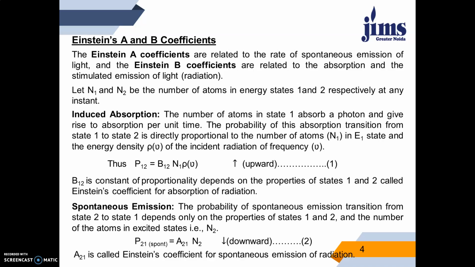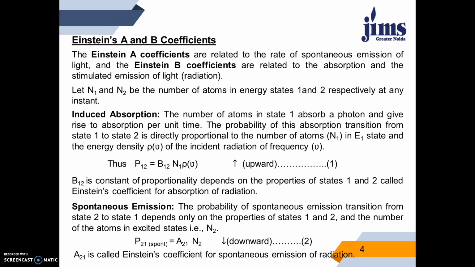Next, spontaneous emission, which we have also already shown in my last lecture. The probability of spontaneous emission transition from upper state 2 to the lower energy state 1 depends only on the properties of states 1 and 2 and the number of atoms in excited state 2, and therefore the probability is proportional to N2 only. It does not depend upon the energy density of radiation, because this transition takes place automatically.